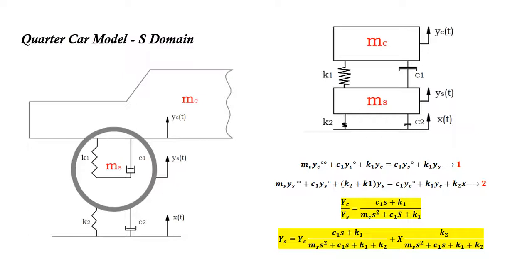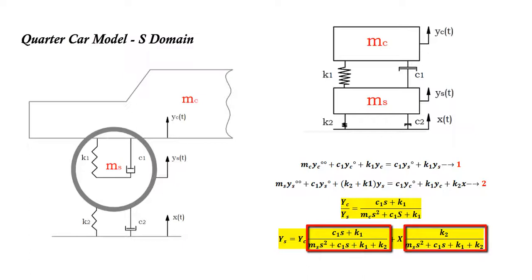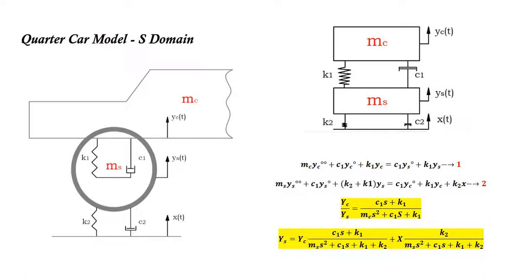So in order to model this system, I will add three transfer functions. The first transfer function is this function, and by multiplying this transfer function times the signal ys, we will have yc, or the response of the chassis. We can take the response of the chassis and multiply it again by this transfer function, add it to the input x times this transfer function, and this will produce ys, which will be fed to produce yc, and so on. So let's see this in Simulink.